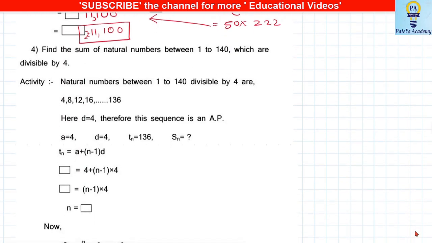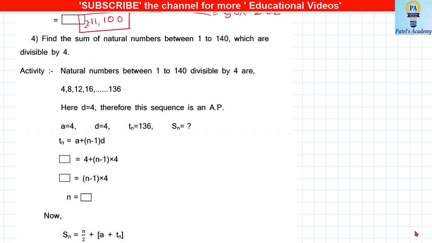Find the sum of all natural numbers between 1 to 140, which are divisible by 4. Now, a very important sum. You have to be very careful that it is given between 1 to 140, so 140 will not be included in the AP. So I want a number smaller than 140 which is divisible by 4. So it is going to be 136. Okay, so this is the required AP. In this type of sums, we should know what the actual AP is. Once you know that, the sum is easy.